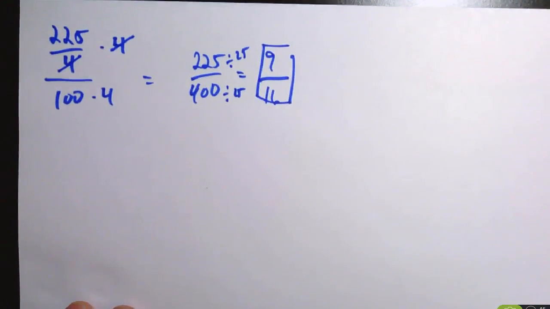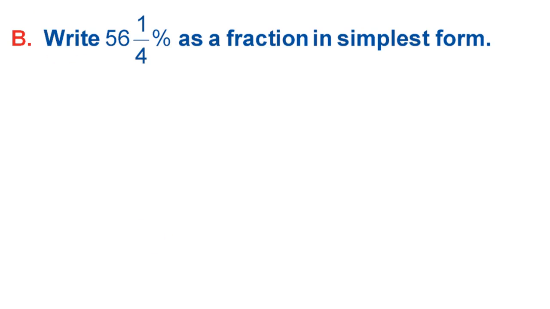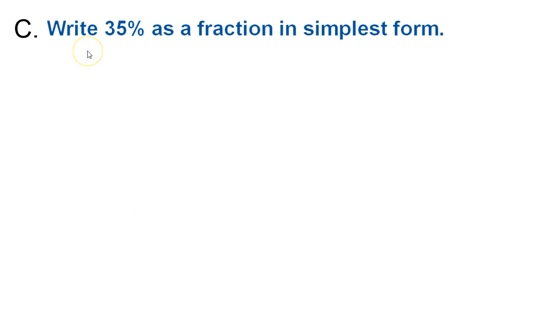Now for your trial, on your sheet there, I want you to do 35% as a fraction in simplest form. Work it out, give me the answer.